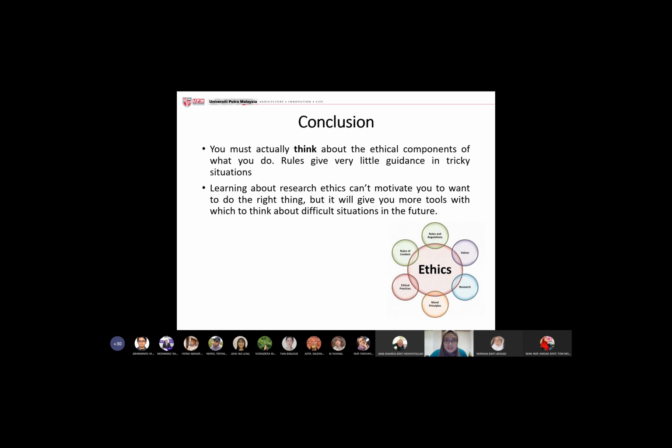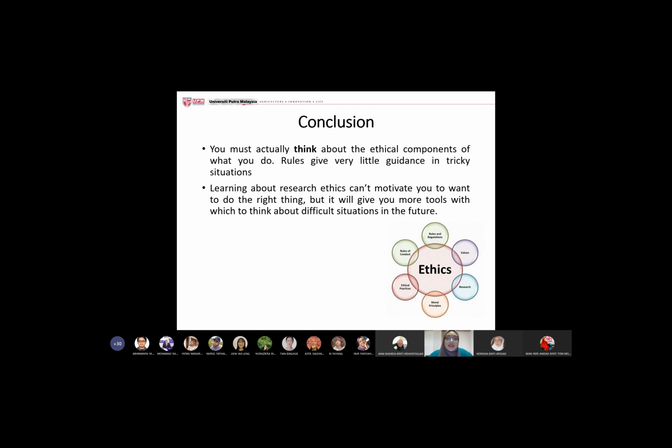So for conclusion, you must actually think about the ethical components of what you do. Sorry if it goes a little bit to sermon or nagging or something, but it's not. Basically you have to think about what you're doing. Justify if it's good. If you want to do good, then do good. If you want to do bad, think about it. What are the consequences to yourself and also to others?